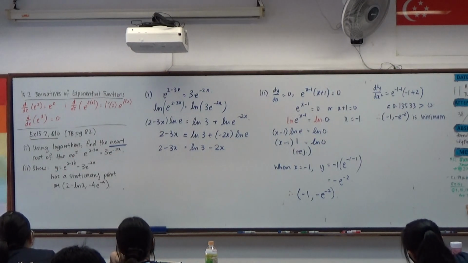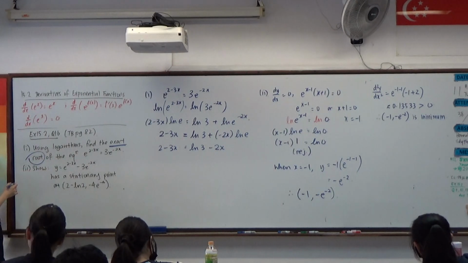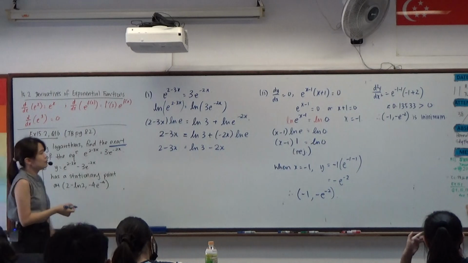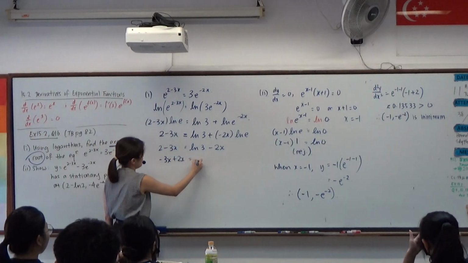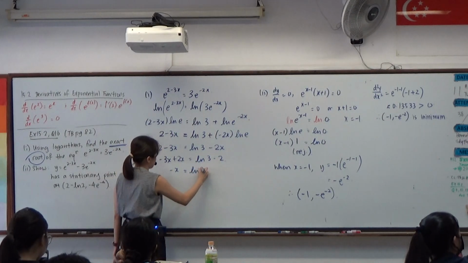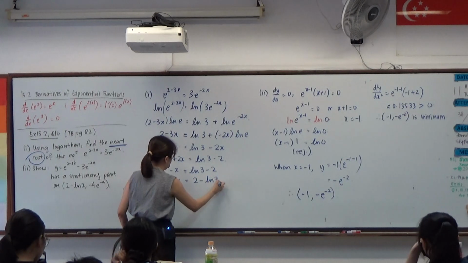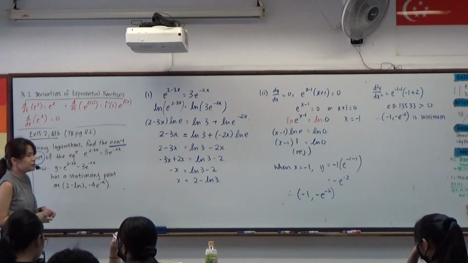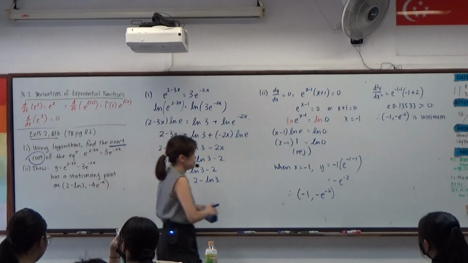We're trying to find the root. The root refers to finding the value of x. So we need to find the value of x. Just shift around in this equation. And we find that x is equal to 2 minus ln 3. And that will be the exact root. Okay.